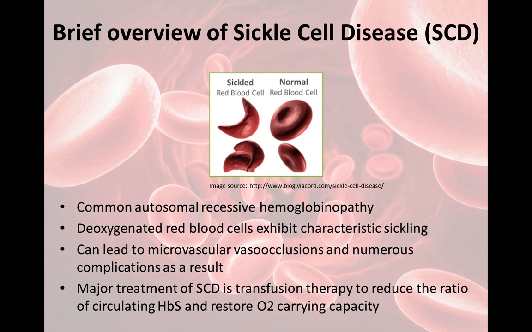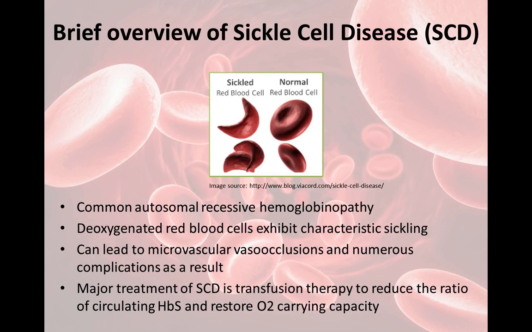RBCs are initially normal when a patient has hemoglobin S. They start out normal with a normal biconcave shape, and they're capable of deforming and changing shape and basically doing all the things that a normal red blood cell does and fitting through tight vasculature.